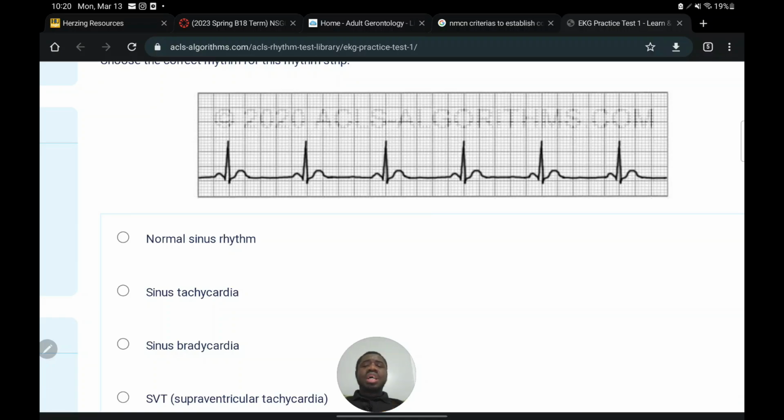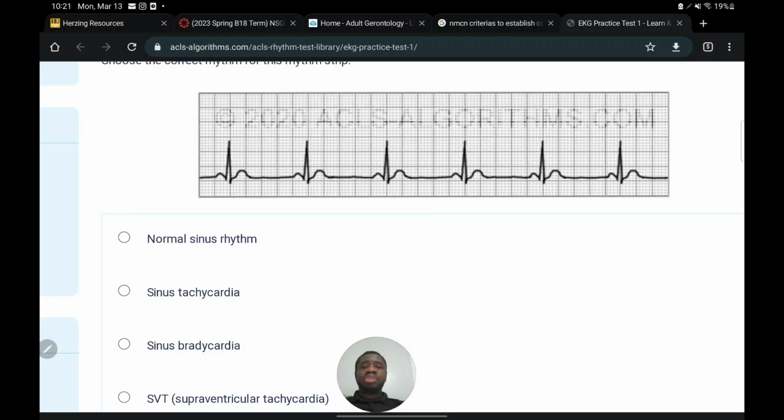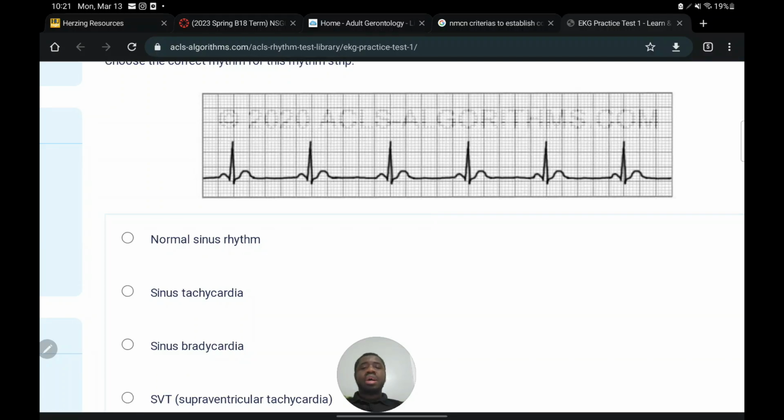And does this graph have P waves? Yes, there are P waves, and there are QRS complexes, and there are also T waves. Look at the relationship between the family, the husband, the wife, and the child. They are so intact. And then look at the PR interval.